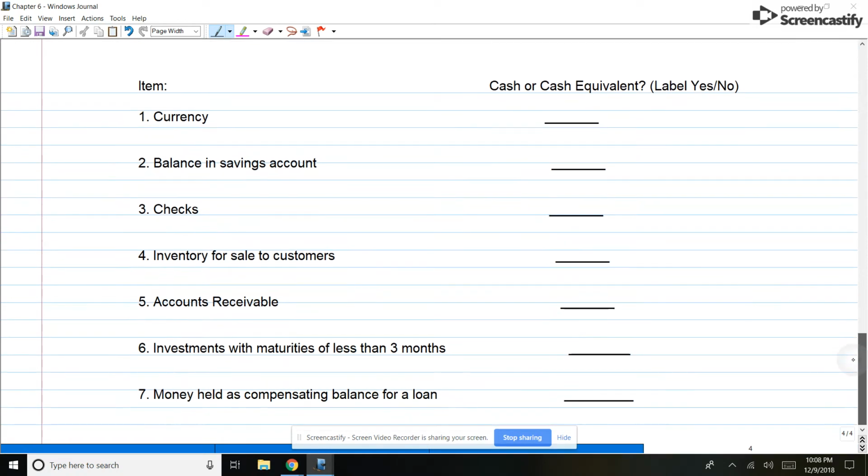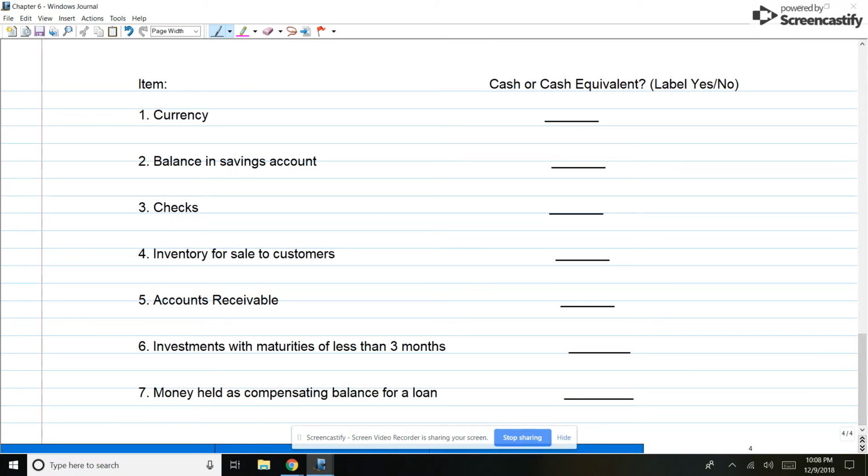Alright, now we're going to talk about some things, and we just have to label whether it's cash or a cash equivalent: yes if it's cash or a cash equivalent, or no if it's not. Remember, think about cash in your life. Currency is cash, right? And if you have a balance in a savings account, even though you aren't going to use it for a while, it's still cash. And if you write a check, it's basically cash. Just keep that in mind as you go through these questions.